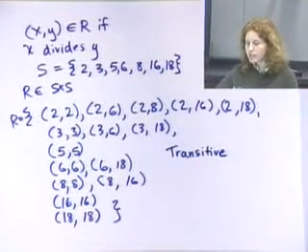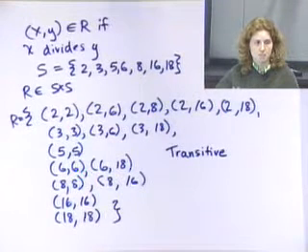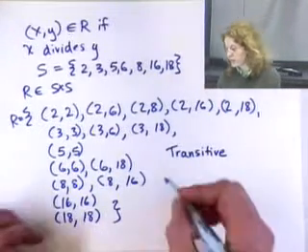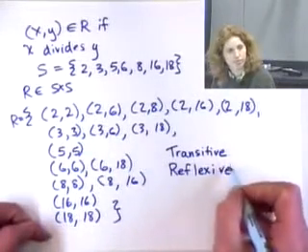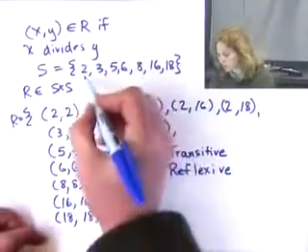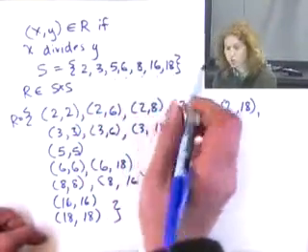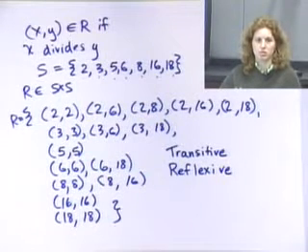And if you notice, every point divides itself too, right? So this is called reflexive because every number relates to itself. Like 2 relates to itself. So every number in S relates to itself. It's not irreflexive because it's reflexive.